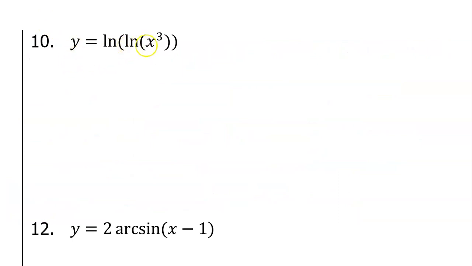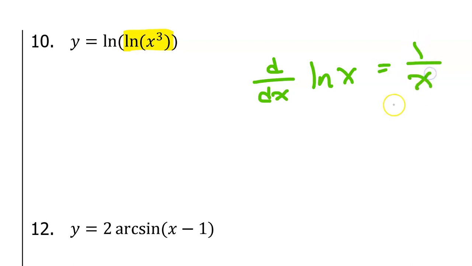For number 10, we have a function inside of a function inside of a function. So we will have to use the chain rule 3 times. But let's start with the outer function. So let's take the derivative of the natural log of this yellow stuff. We learned a long time ago that the derivative of ln x is 1 over x. So the derivative of ln of yellow stuff will be 1 over yellow stuff.